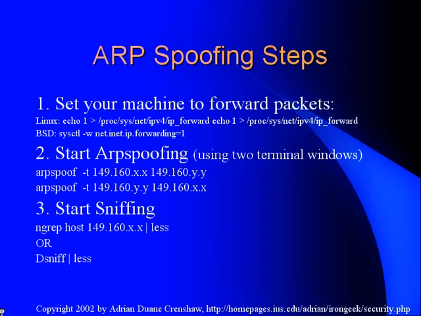There are 3 steps to ARP spoofing. The first is to turn on IP forwarding. If you don't do this, you effectively kill all communications between the 2 targeted boxes. You use this echo command for Linux, or this syscontrol command for BSD.